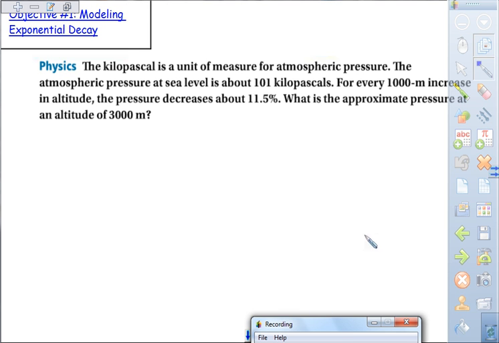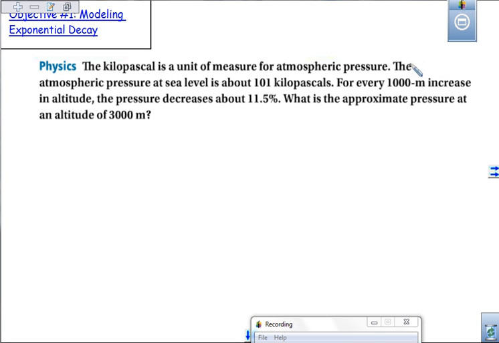So same process as before, physics. The kilopascal is a unit of measure for atmospheric pressure. The atmospheric pressure at sea level is about 101 kilopascals. For every 1,000 meter increase in altitude, the pressure decreases about 11.5%. What is the approximate pressure at an altitude of 3,000 meters?